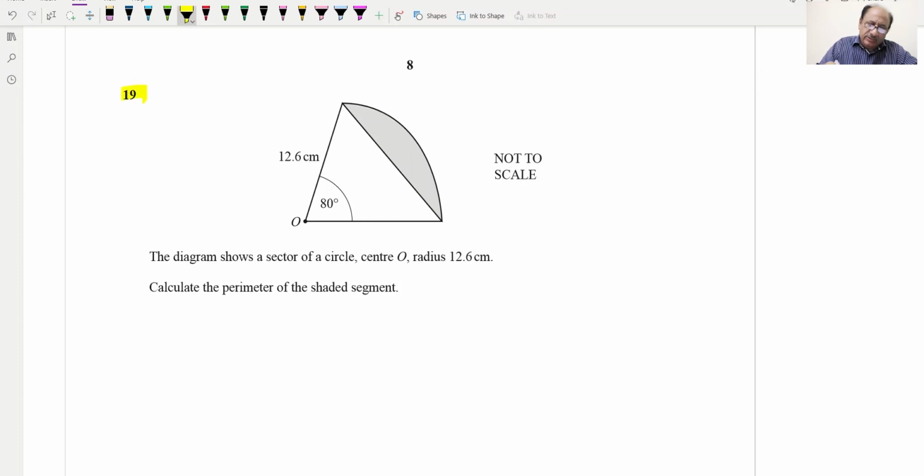Question number 19, a diagram is provided which is not to scale. The diagram shows a sector of a circle with center O and radius 12.6. Calculate the perimeter of the shaded region.